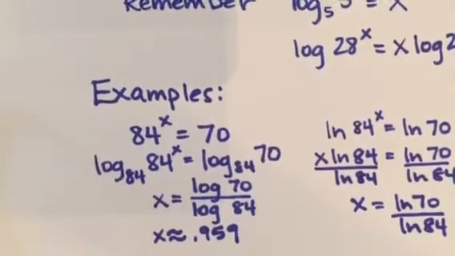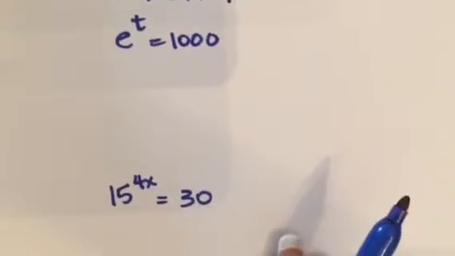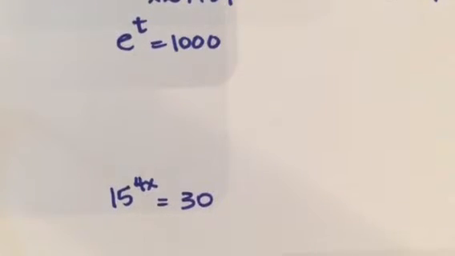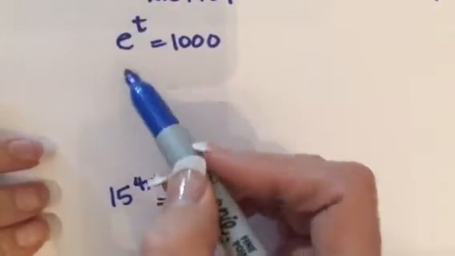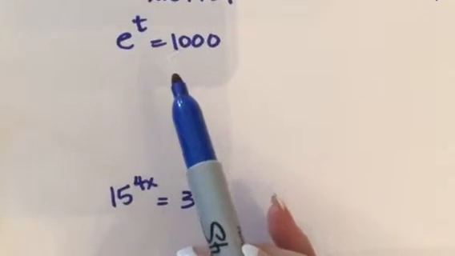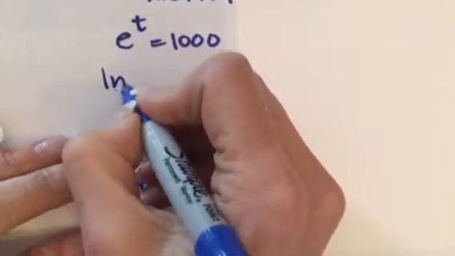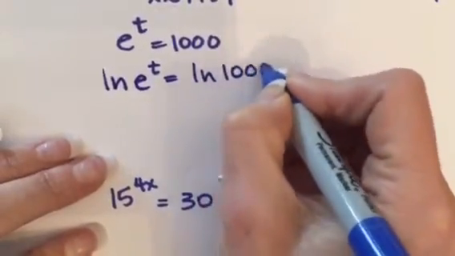For the remaining examples, I will only use one. All right, so looking at this next example, e raised to the t is equal to 1,000. Okay, so we want to get this t by itself. So I want to take a logarithm of both sides, but I want to take the right logarithm. So what can I do to get this t by itself? I'm going to take a logarithm with a base of e on both sides, and I think that is otherwise known as ln. So here we have ln of e to the t is equal to ln of 1,000.